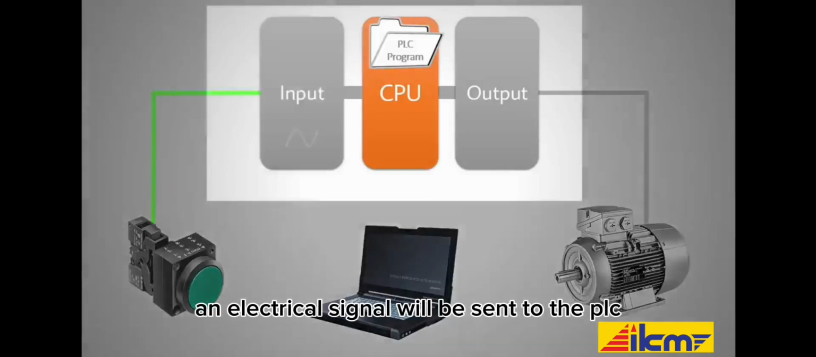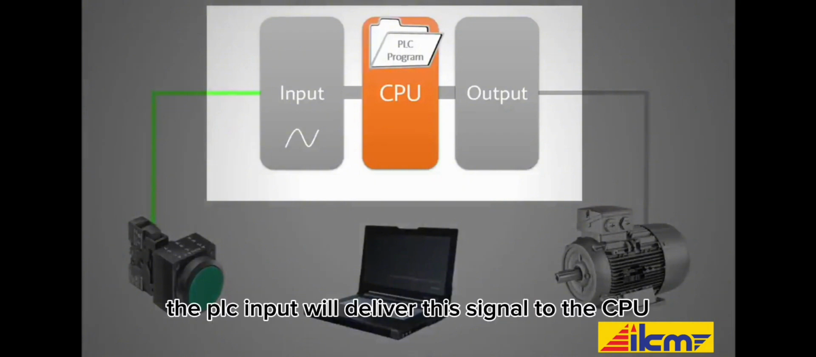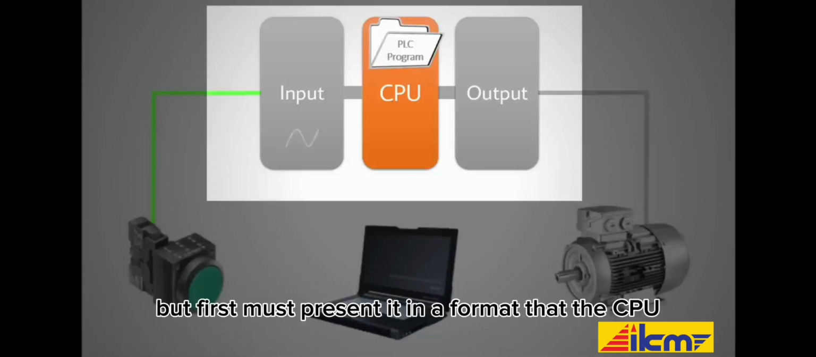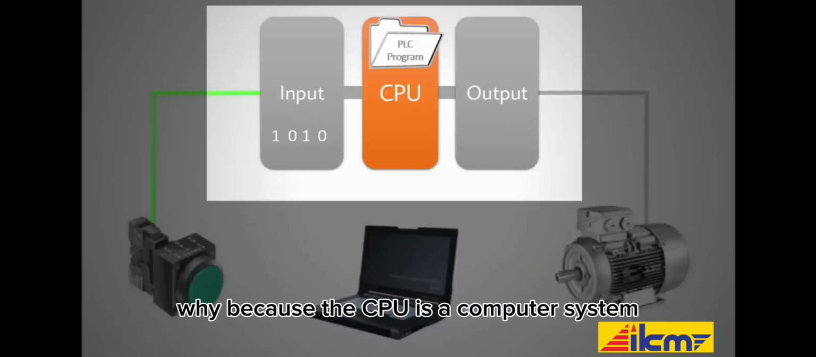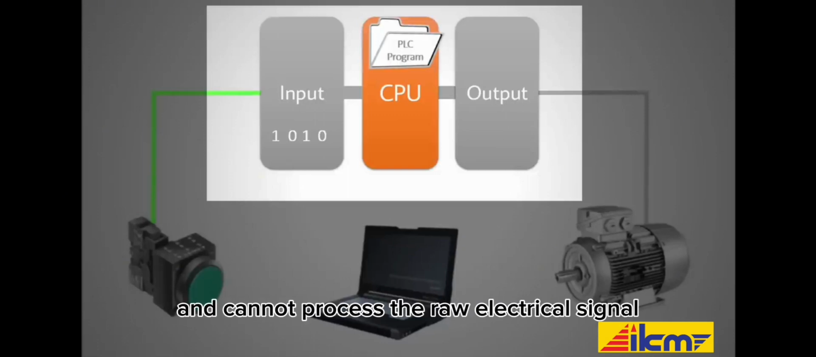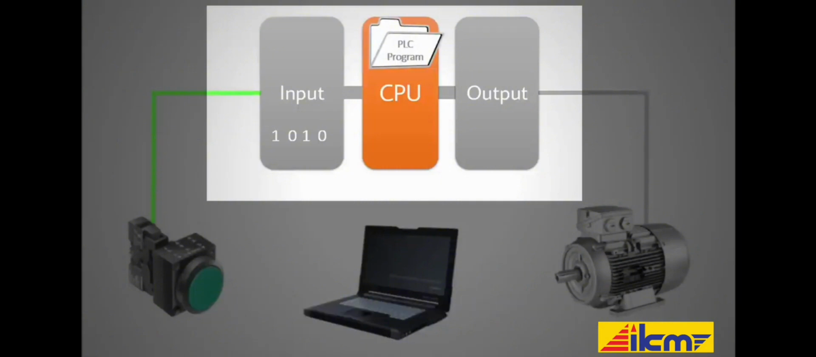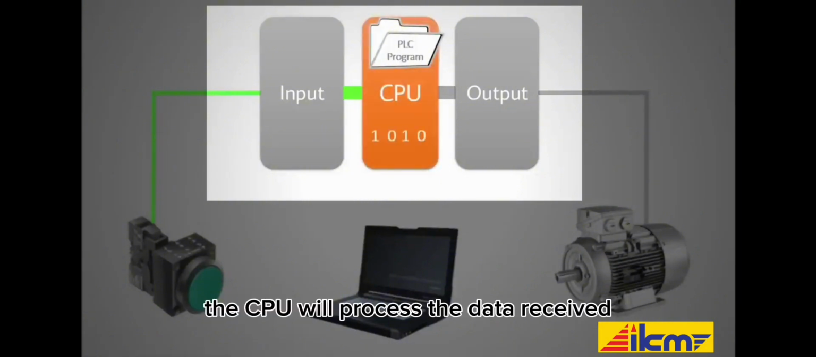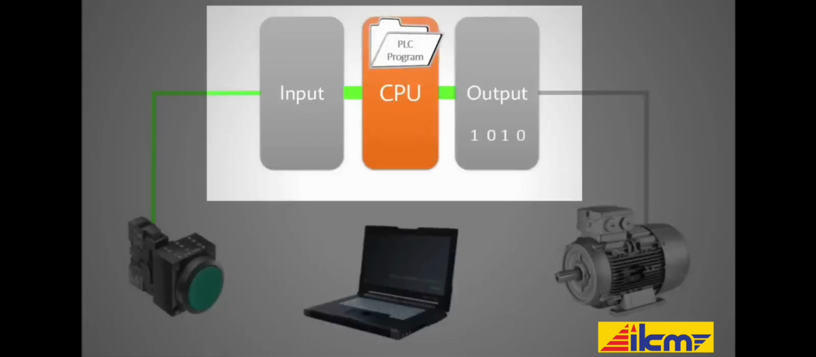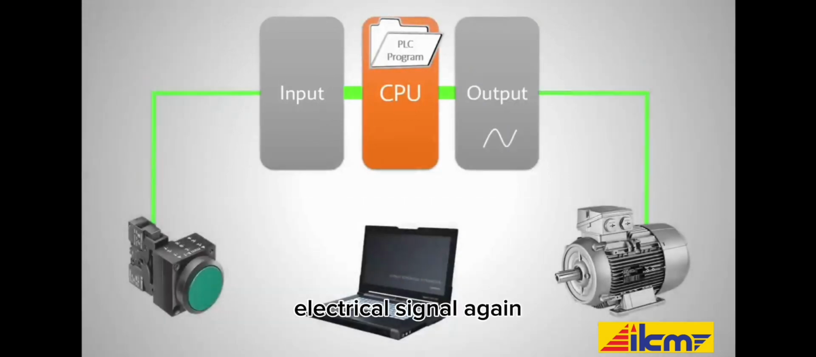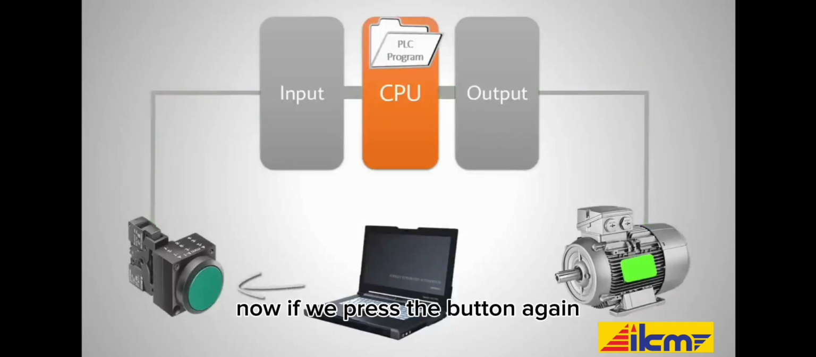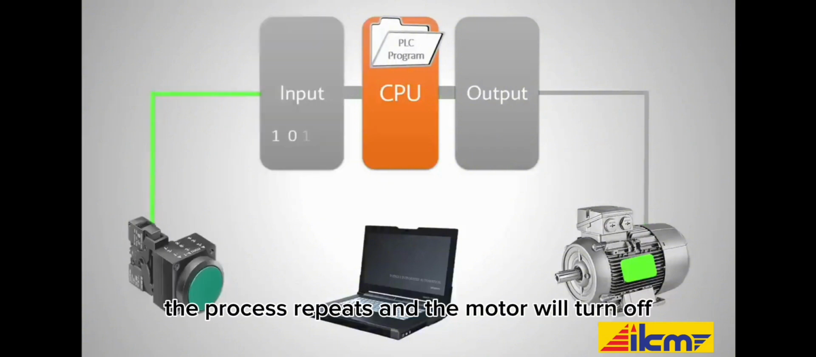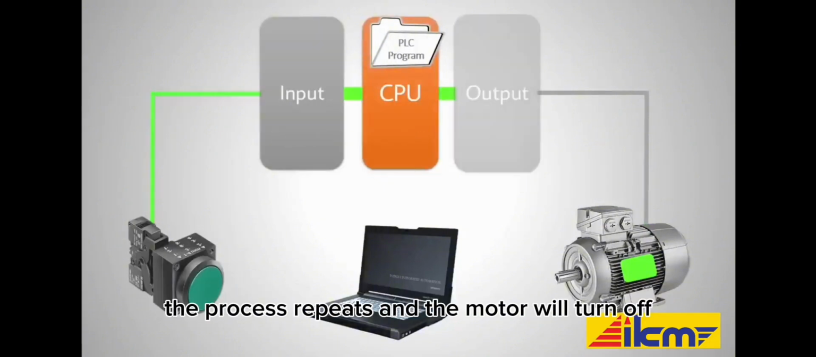Now, if we press the button, an electrical signal will be sent to the PLC. The PLC input will deliver the signal to the CPU, but first must present it in a format that the CPU can process. Why? Because the CPU is a computer system and cannot process the raw electrical signal. The CPU will process the data received and send the result to the output. The output turns the data into a raw electrical signal again and applies it to the motor to turn it on. Now if we press the button again, the process repeats and the motor will turn off.